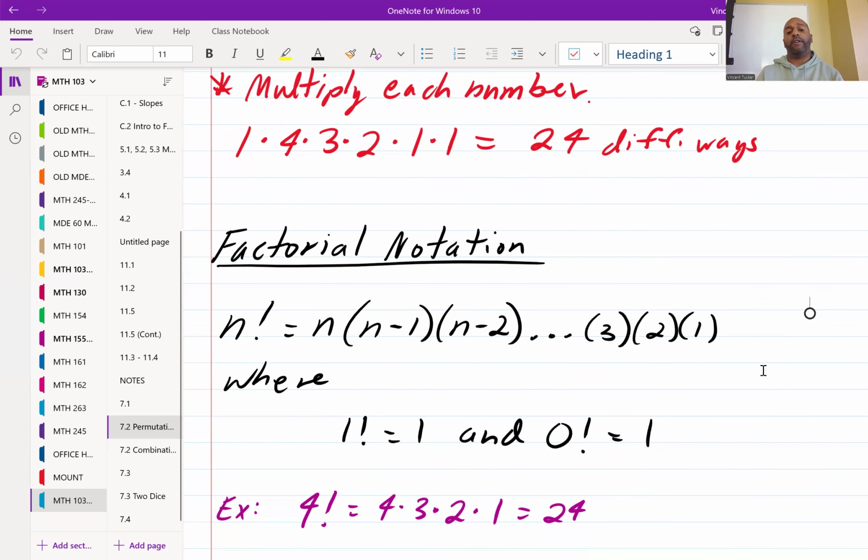So you count down from that number by ones all the way down to 1 and multiply all those numbers together. So if I had 100 factorial, that would be 100 times 99 times 98 times 97 times 96 all the way down to 1. And you multiply those numbers together. 1 factorial is equal to 1, and 0 factorial is also equal to 1.